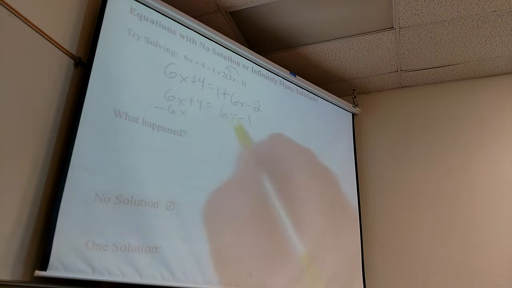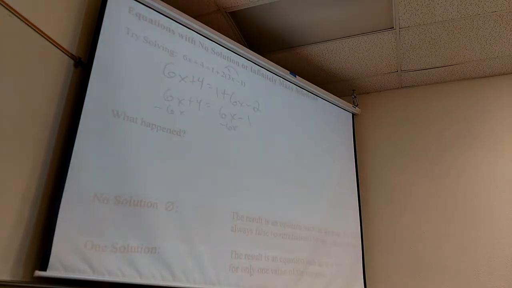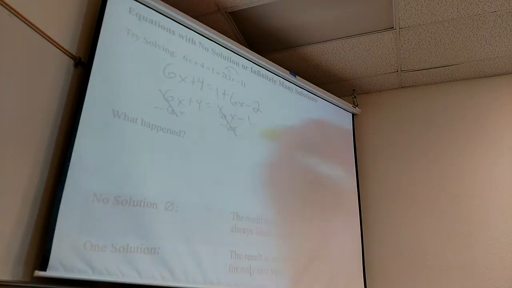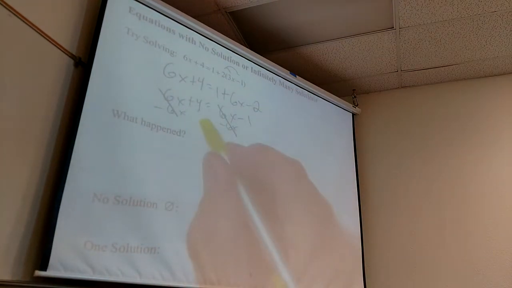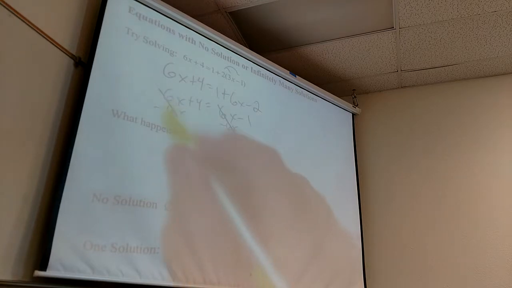Subtract 6x. I love how students can admit how much they hate x, and then on this kind of problem, you're desperately trying to save x. You're like, I got you, x. No, they die. All the x's died. What's left? 4 equals negative 1. Now, you did not just discover that 4 is negative 1.